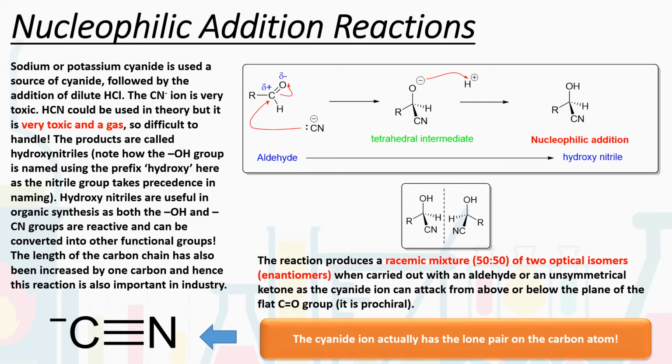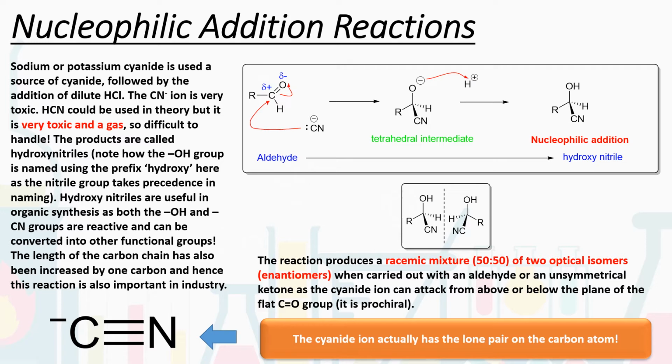So another example of this kind of nucleophilic addition reaction would be to use a cyanide anion, CN-. And something to note with this is that the cyanide ion actually has the lone pair, a negative charge, on the carbon atom, not on the more electronegative nitrogen. It's slightly odd in that it's on the carbon. But we could use a solution of sodium or potassium cyanide as a source of the cyanide anion, and then follow that by the addition of some dilute HCl.